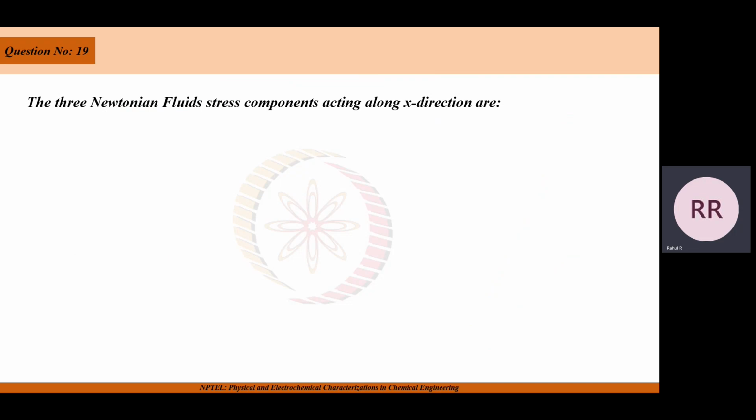Now the next question is: the three Newtonian fluid stress components acting in the x direction are dash. So we need the formula for these. Basically this is a stress tensor, and there are three different components for a Newtonian fluid, especially acting in the x direction. We need to specify them. These kinds of formulas will be very useful and handy when you do numericals, so try to remember what those three equations are. Later I will let you know the answer.